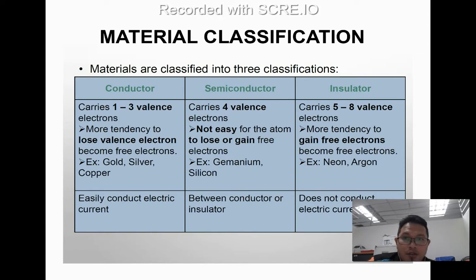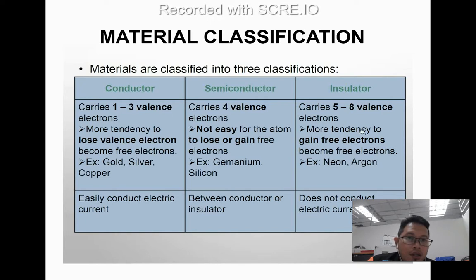Coming to the second classification, the semiconductor, which has four valence electrons. In this situation, it is easy for the atom to lose or gain free electrons. For conductors we have gold and silver, the main materials used in our electrical systems. Next is germanium or silicon. These are the semiconductor materials because they act between conductor and insulator.